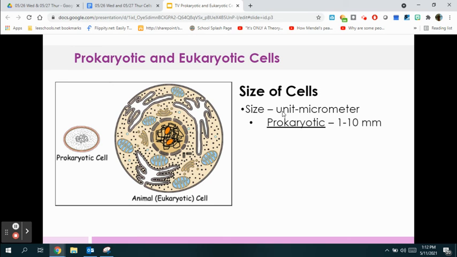The size unit is in micrometers, so prokaryotic are between 1 to 10 micrometers, and eukaryotic are between 10 and 100 micrometers. So the eukaryotic are about 10 times larger than the prokaryotic cells.